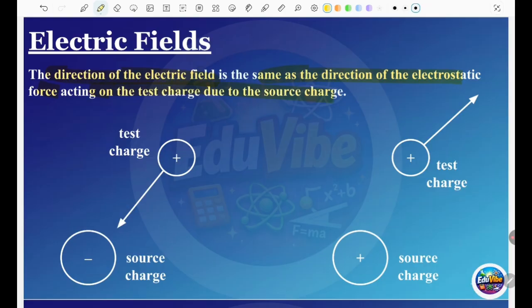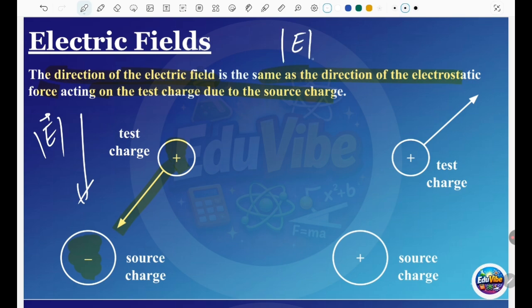Acting on the test charge due to the source charge. As I told you, this is the source charge, which is negative, and this is the positive test charge always. If this is positive and this is negative, it goes towards it, and the electric field also points towards it. This is the electric field notation: E suggests electric, and this is the magnitude, and this is a vector, so we put an arrow on it.